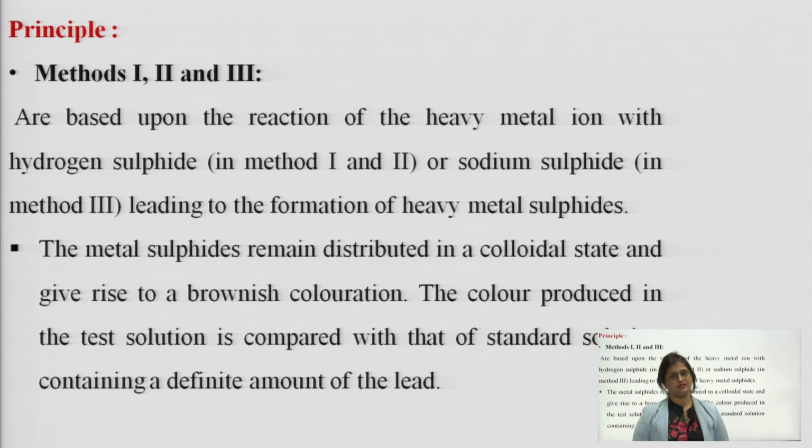The principle involved in the limit test, if I talk about methods 1, 2 and 3, is that they are based upon the reaction of the heavy metal ions with hydrogen sulfide. In methods 1 and 2, hydrogen sulfide is used as the reacting reagent, or sodium sulfide in method 3. The metal sulfide remains distributed in a colloidal state and gives rise to a brownish coloration. The color produced in the test solution is compared with that of the standard, containing a definite amount of lead.